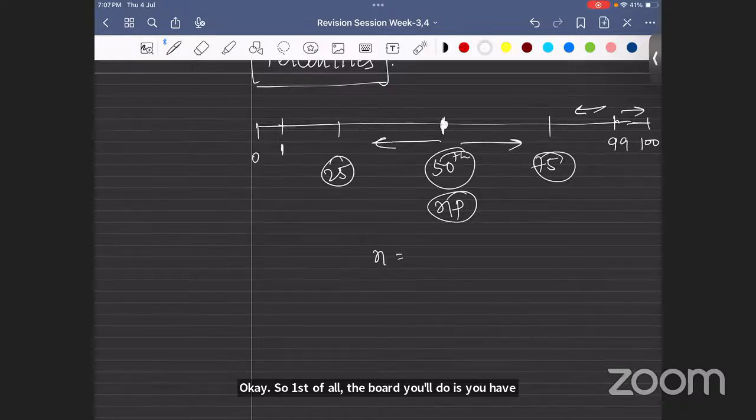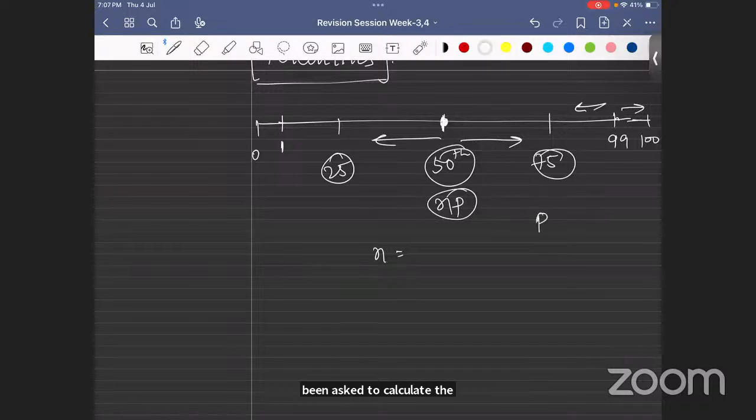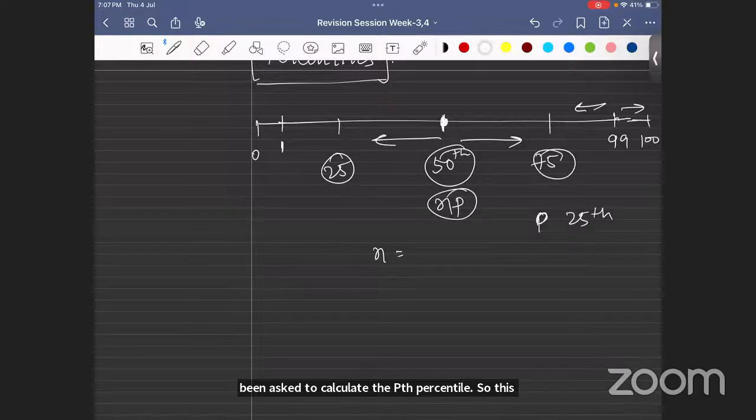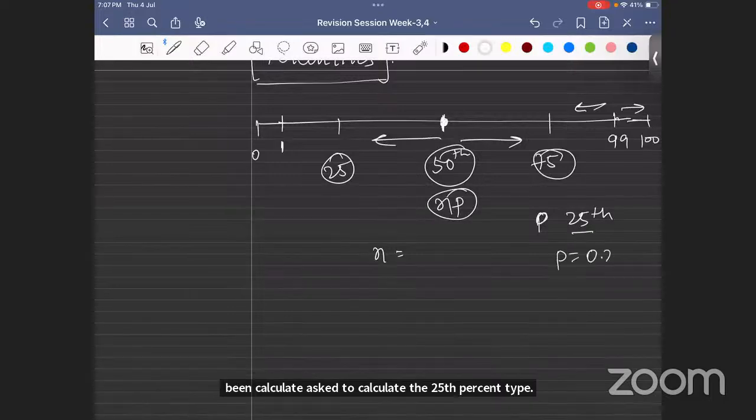So n, for example, is the number of data points, and now you have been asked to calculate the pth percentile. Whenever you are asked to calculate the pth percentile, this percentile is in the form of some percentage, right? So if you have been asked to calculate, for example, the 25th percentile, what the p value would be, you just divide this 25 by 100 and you will get the p value. So now you are left with p as 0.25.